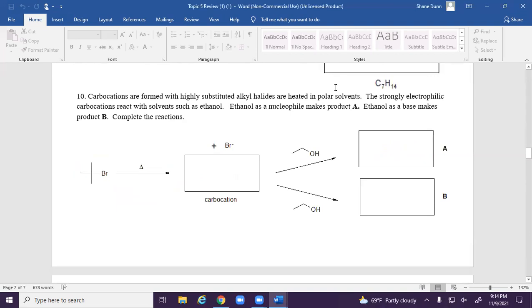Bromine. I love it. Bromine leaves. Is it electrophilic or nucleophilic by itself, bonded to carbon? Electrophilic. It wants to steal the electrons, right? And when it breaks off, now we have a carbocation, which is this guy right here.